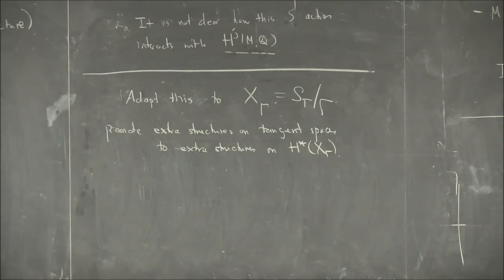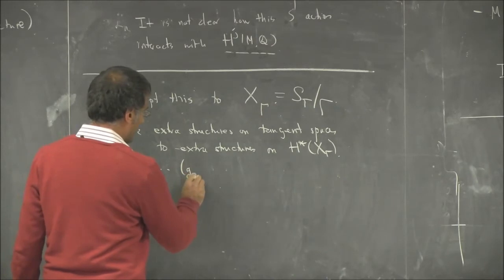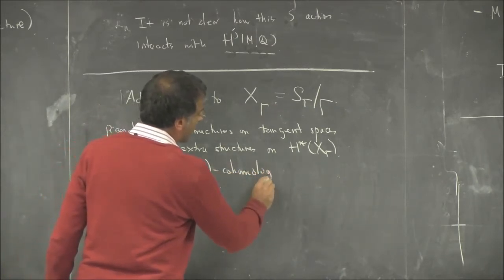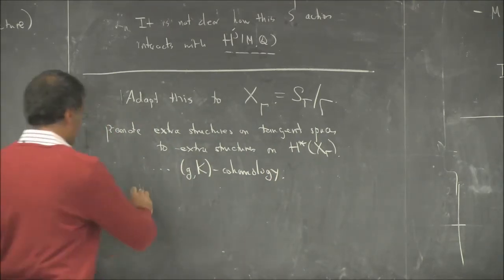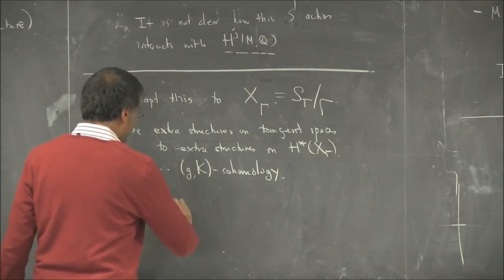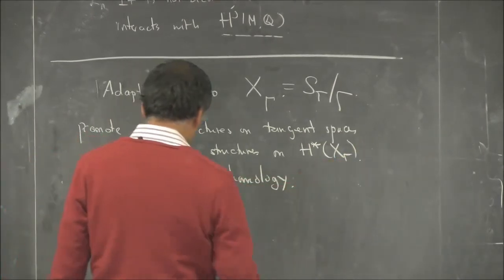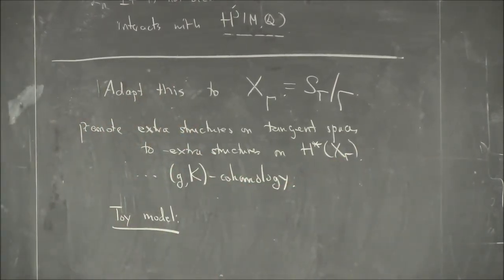Okay, so there's a fairly complicated theory of this, which is part of the theory of GK cohomology. But I'm just going to try to describe it in a toy model, and then I'll tell you what happens in general. Okay, so the picture to keep in your mind is something analogous to a Kähler manifold.